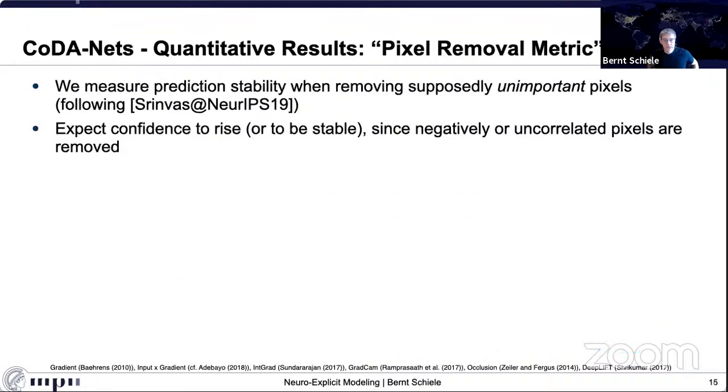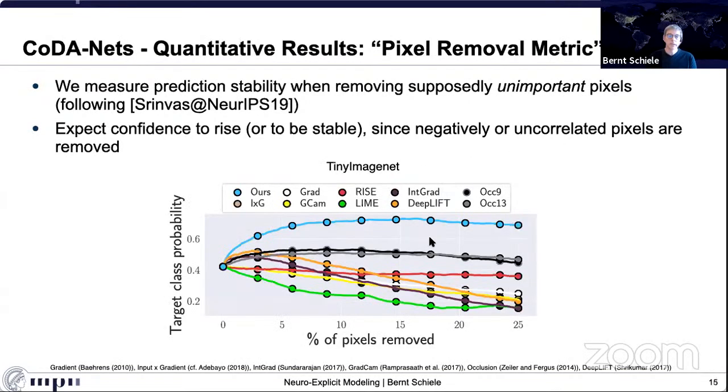Another way of trying to quantify that this really does something sensible is what's called the pixel removal metric. You look at the attribution method, and then you take out the pixels which have the least attribution, even negative attribution. Once you take them out one by one, the scores should at least stay the same. They can even increase, because you really take negatively or uncorrelated pixels out of this picture.